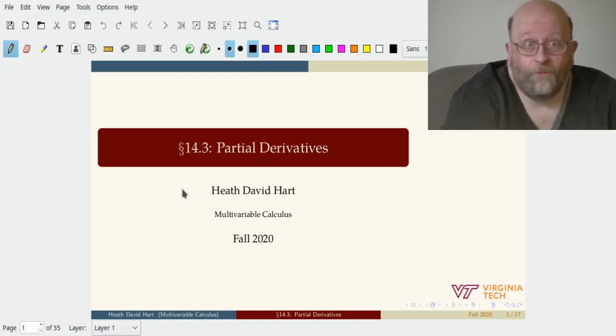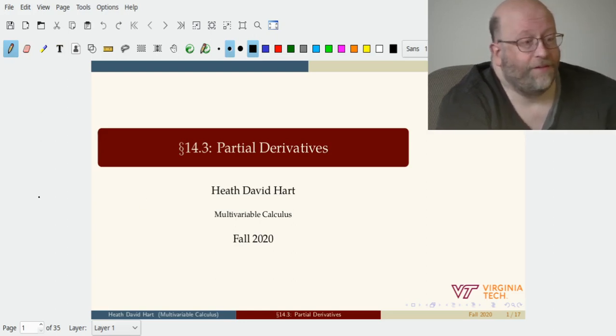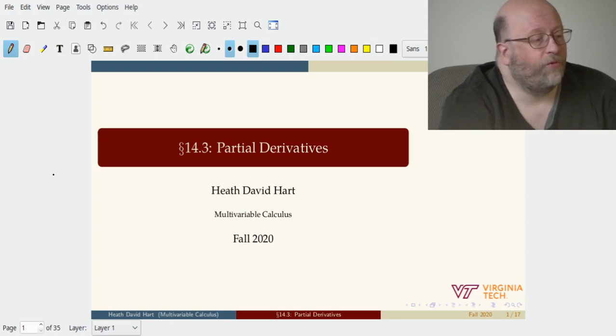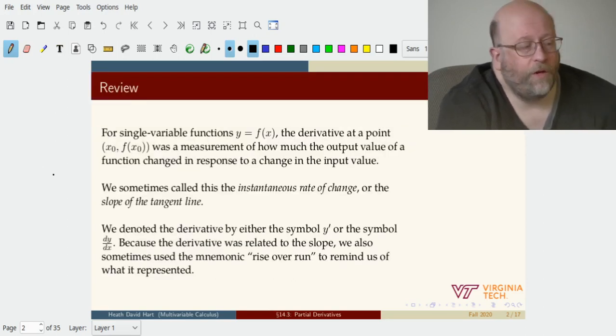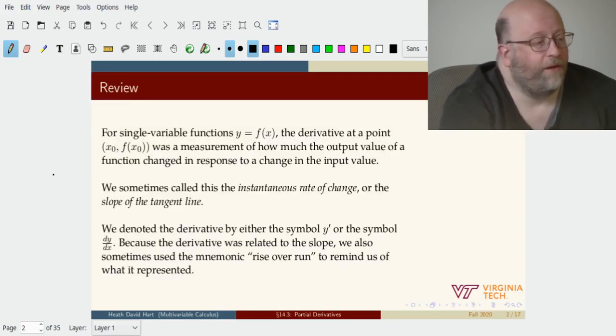But we're going to try again with section 14.3, so let's go ahead and get started. All right. So we're on a section on partial derivatives. We'll do a quick review of what we did in single variable calculus.